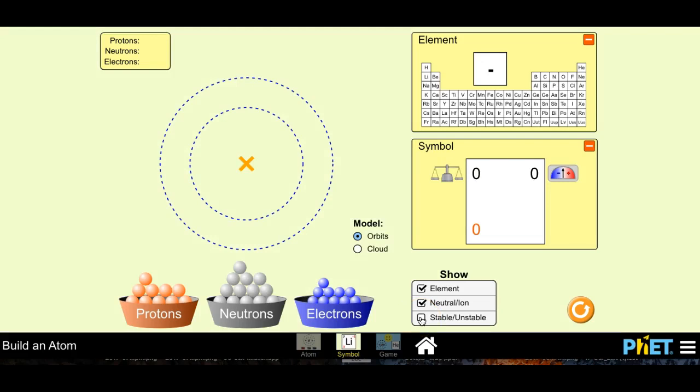Okay. Now we're going to be looking at how this relates to the symbols that are on the periodic table. So here's what it looks like. We've clicked this symbol link here. First of all, I want you to click the stable unstable button so you can see whether or not it's stable. And we're going to start building an atom again. But this time, when I add in some protons, it's going to show me what the symbol is on that periodic table. This is what it looks like, the numbers that it gives us on the periodic table.